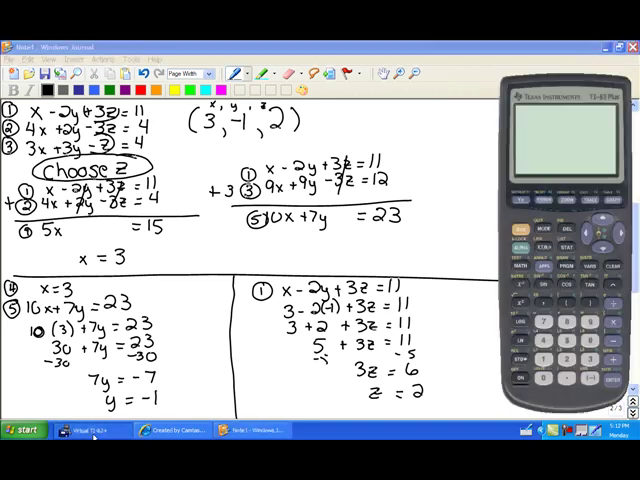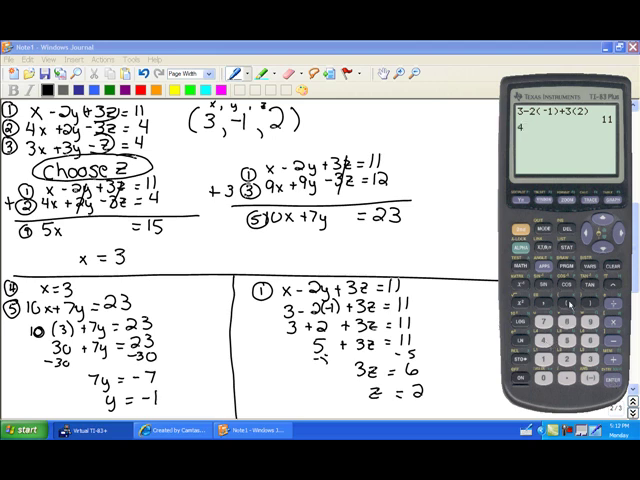Always good to go back and check this into your original problems. Check all answers into all equations. Using a calculator can make this very simple. Taking the first equation, my x is 3 minus 2 times my y, which is negative 1, plus 3 times my z, which is 2, will give me the answer of 11, so it works for equation 1.